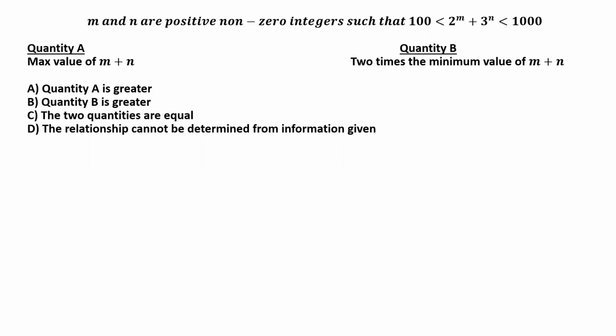So this is a very common quantitative comparison type question which is asked in standardized tests like GRE. We proceed to solve this problem by first considering what could be the maximum values of m and n individually. We are not yet considering the maximum value of m plus n as a whole, but individually, what could be their max values?